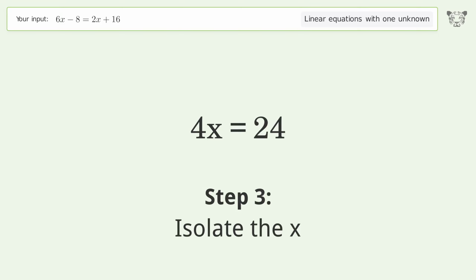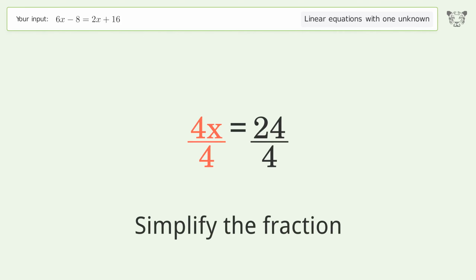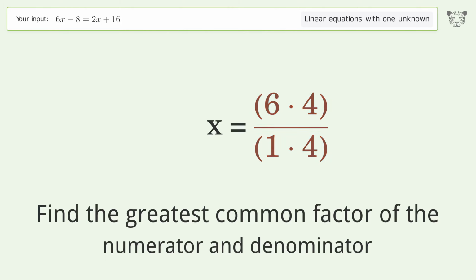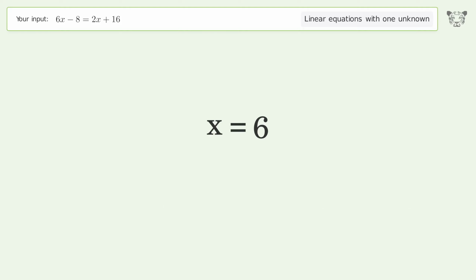Isolate the x. Divide both sides by 4. Simplify the fraction. Find the greatest common factor of the numerator and denominator. Factor out and cancel the greatest common factor. And so the final result is x equals 6.